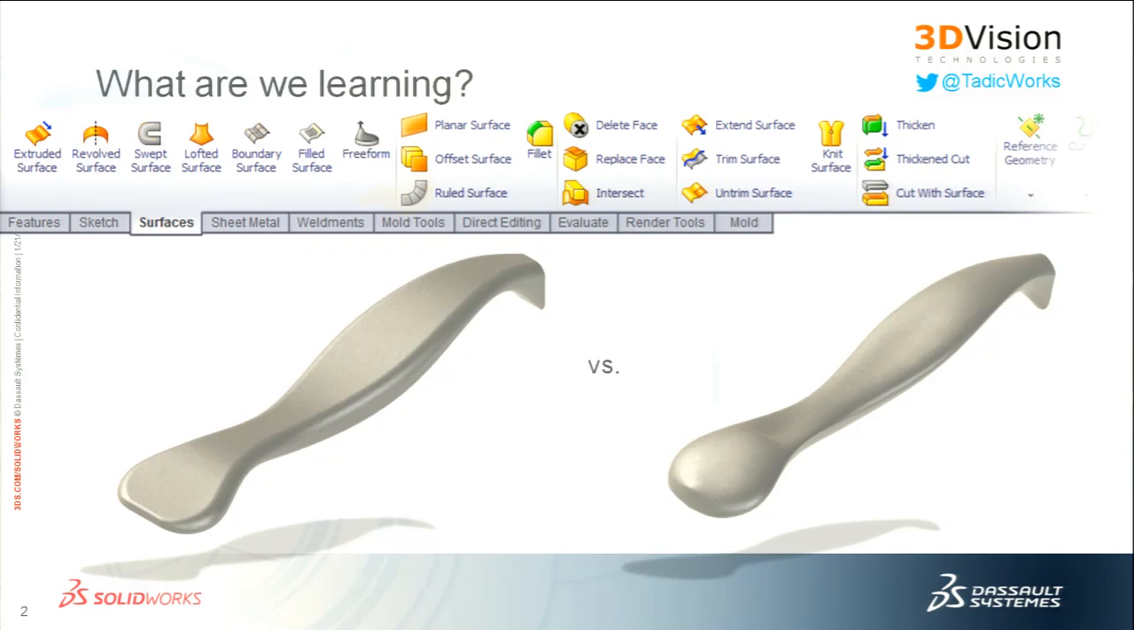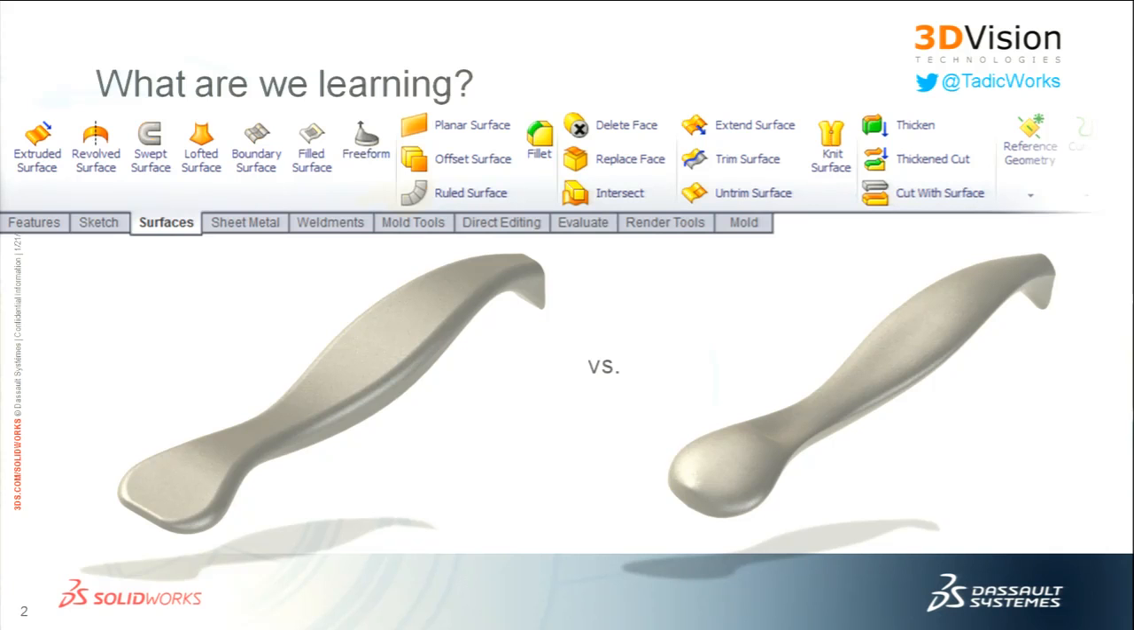So what we're going to be learning today is everything that you see here on the surfacing tab that's highlighted or colored in. So it's actually a majority of the features that are on that tab that we're going to be covering in the short 60 minutes. That's why I wanted to get started right on time.